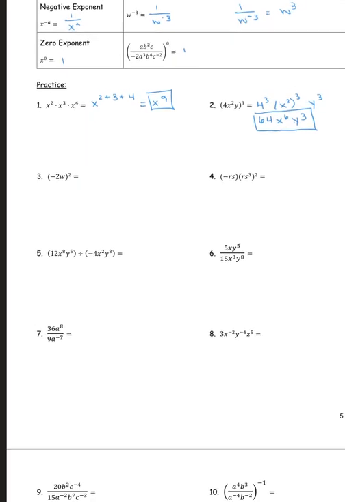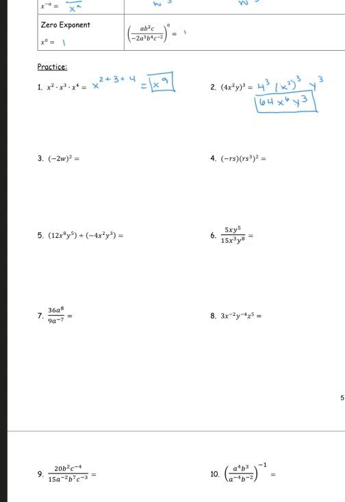All right, so taking a look at number 3, again, we're raising powers to another power. So I have negative 2, I'm going to square it, and then I have w squared. So remember, negative 2 squared is negative 2 times negative 2, which gives me 4w squared.